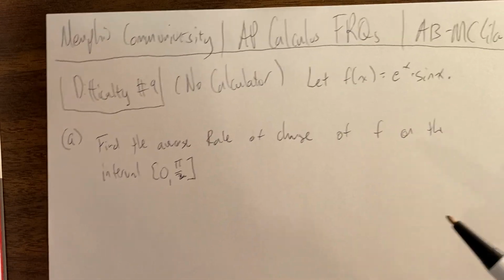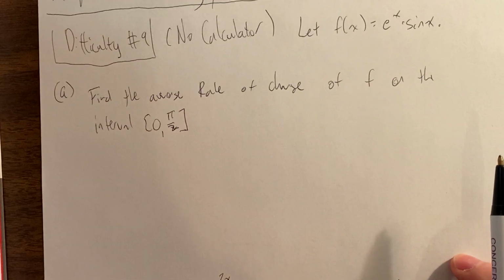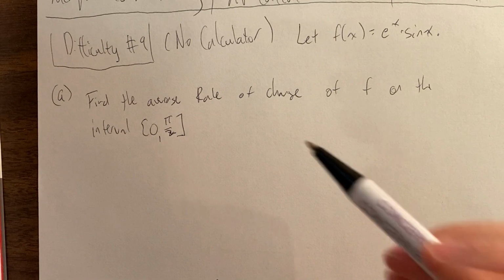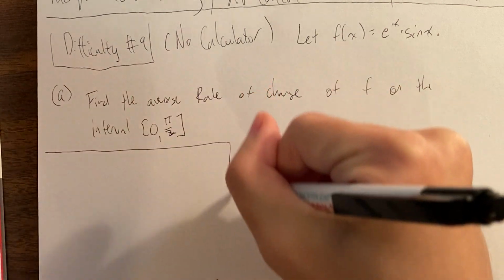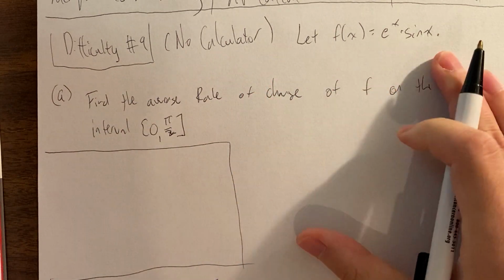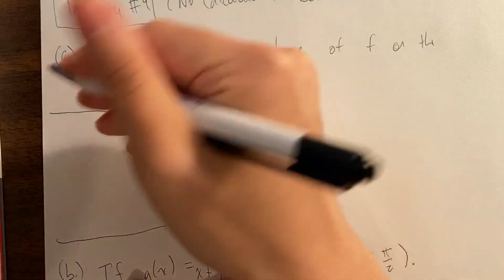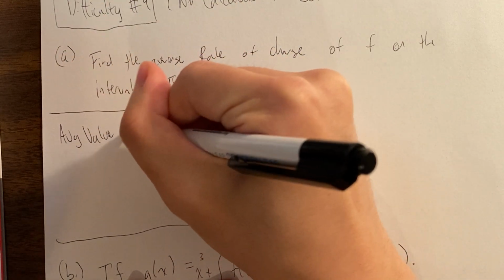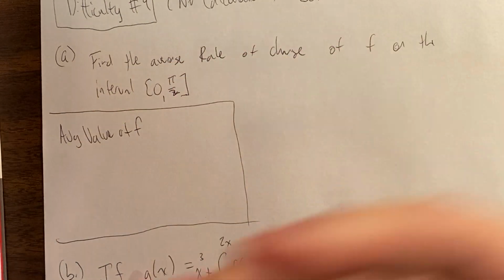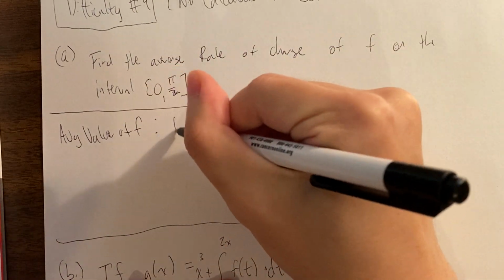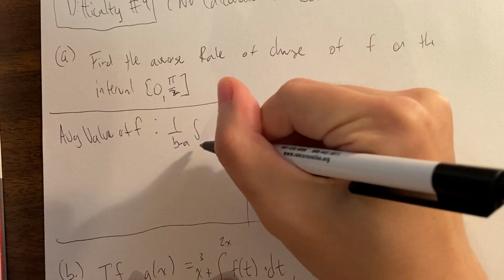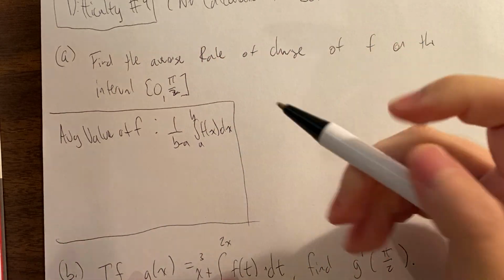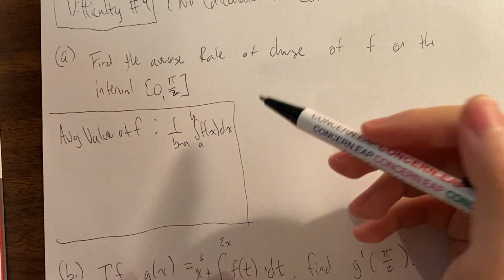So the first question is average rate of change. Usually when I talk about average rate of change, I like to review both average value and average rate. So let's get started. We have in our box here the difference between average value and average rate. The average value formula, meaning average value of f over an interval, is 1 over b minus a, the integral of f. So the average velocity, for example, is 1 over b minus a, the integral of velocity.